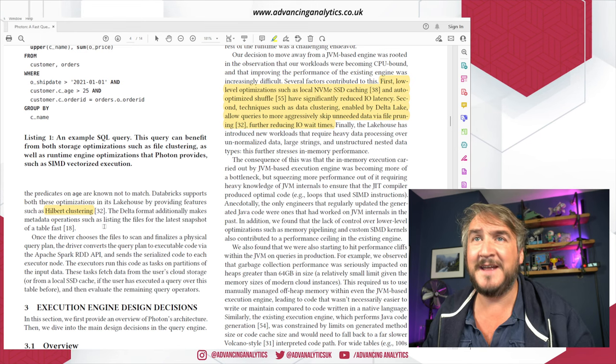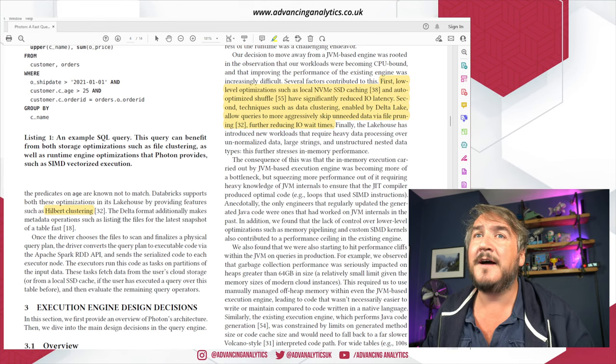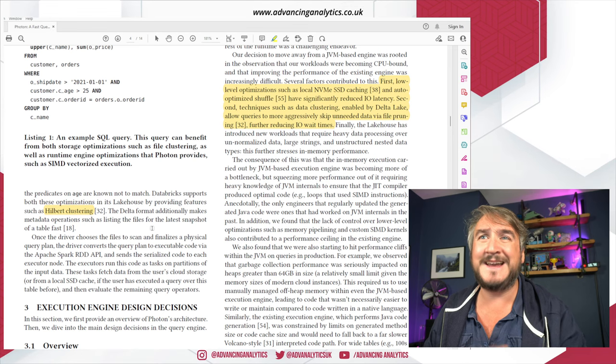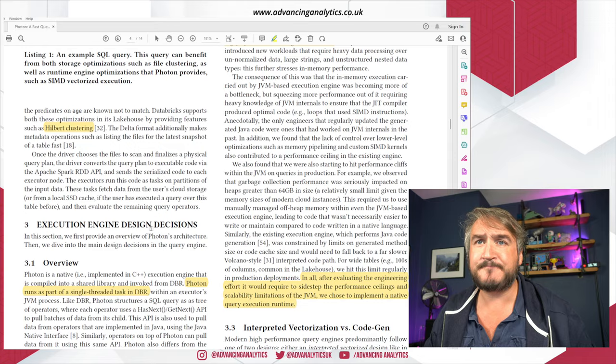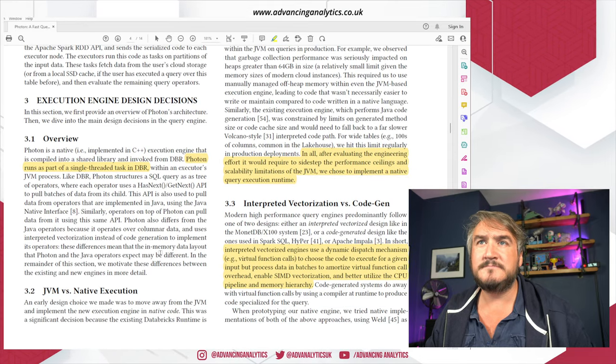That's all that is, Hilbert clustering or multidimensional clustering. Essentially, there's all these things already baked into Delta that you don't have to worry about. That's already happening. So, there we go.